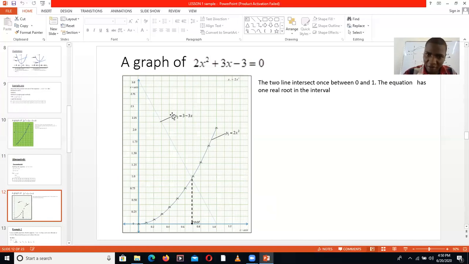So you also have to label. This is a straight line. I label it y2 equals this and y1 equals that. Then you also note the root. They said show that the root exists. Give us evidence that the root exists. Don't just draw and leave it there.